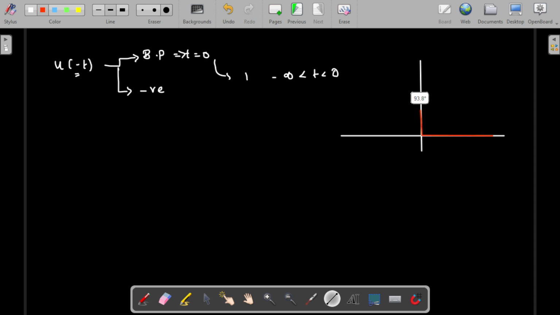After that it will spike this way and it will go in this direction. So this is how it will look like. It will be 1, and this is at t. Like this way it will happen.